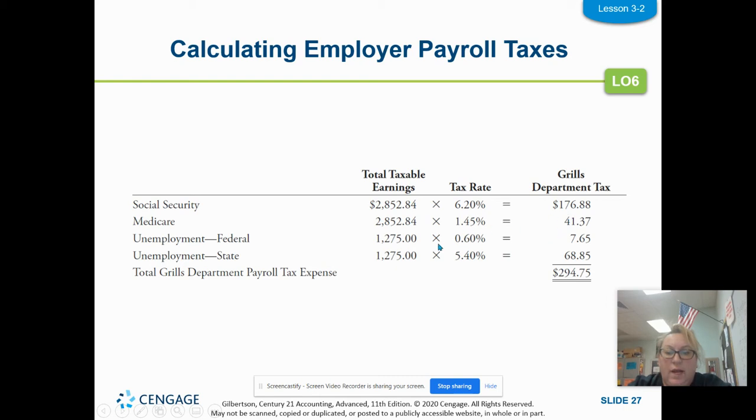You'll just see the different rates. Our unemployment tax, remember, is based on those earnings under 7,000. So we still have a couple of employees that haven't hit that 7,000 mark. That's why it's only 1,200 compared to 28. Hopefully when you get to it, it'll kind of refresh.